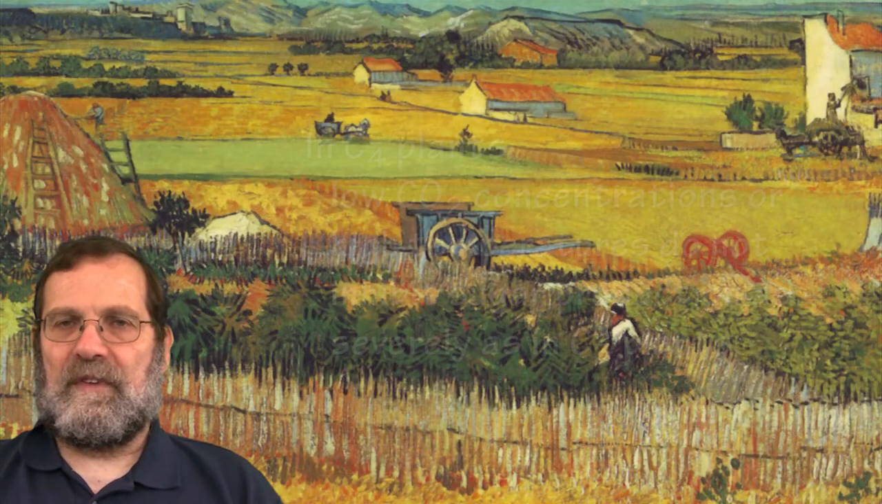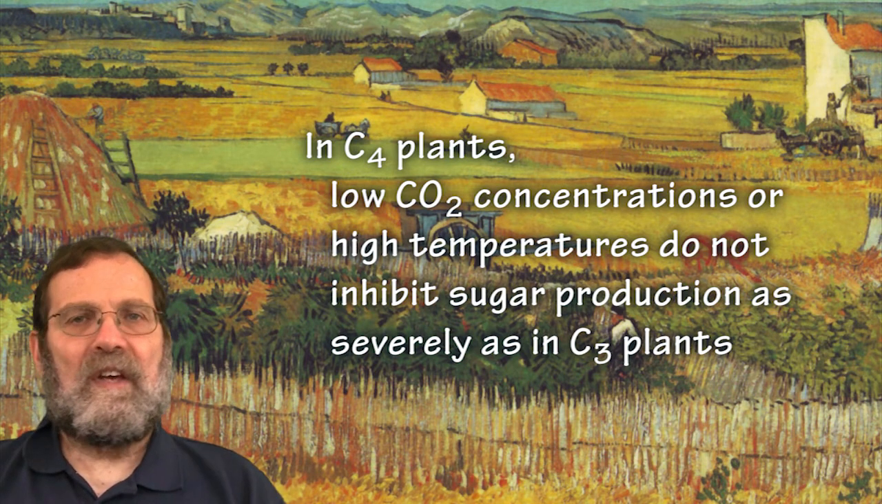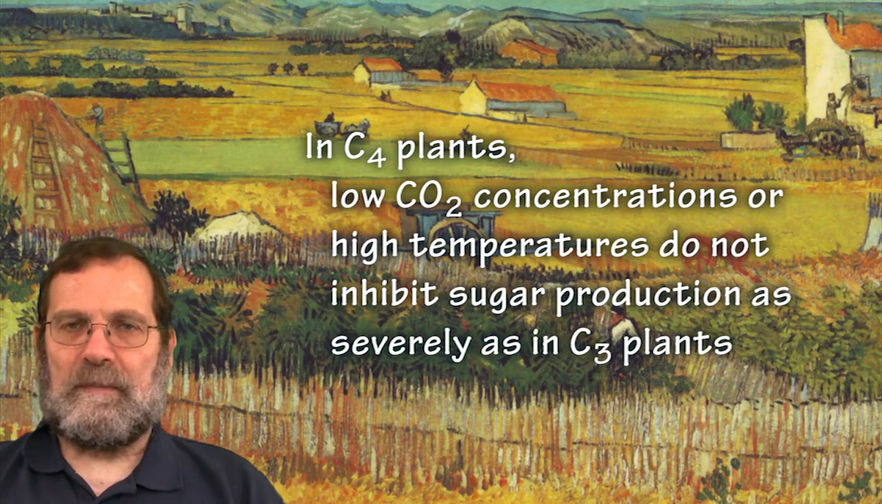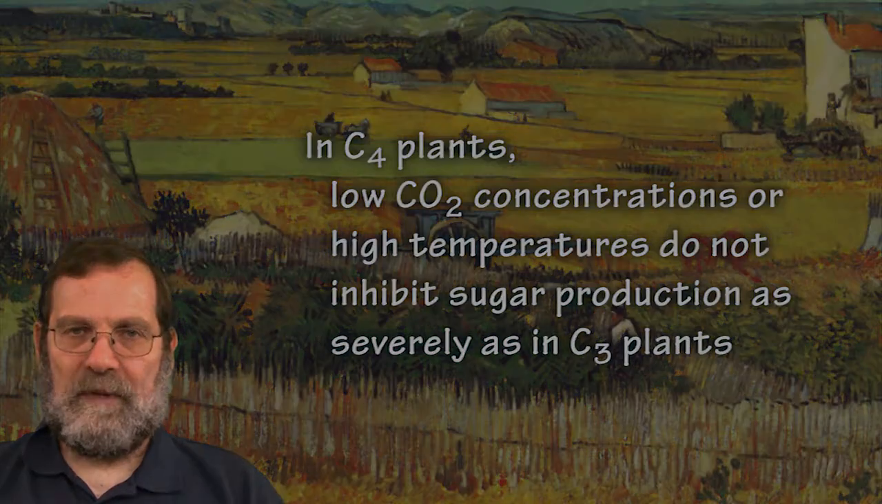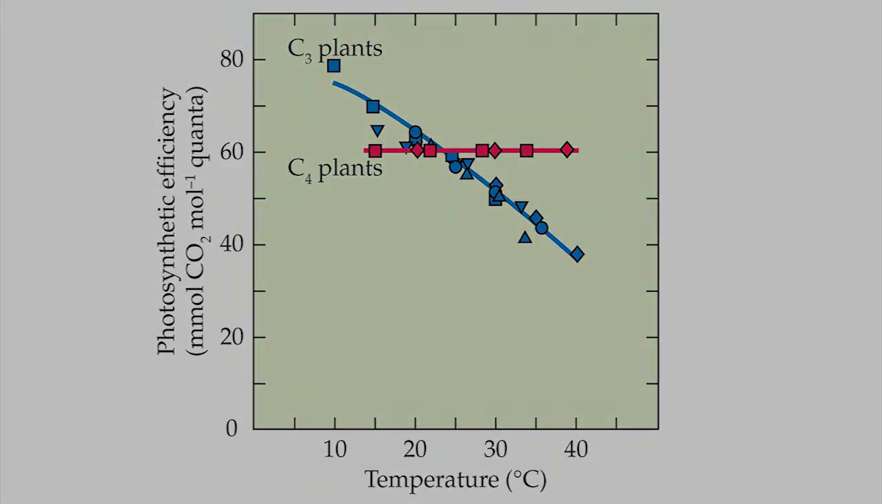The benefits of C4 carbon fixation are that low atmospheric carbon dioxide concentrations or high temperatures do not inhibit photosynthetic sugar production as severely as in C3 plants. At current atmospheric carbon dioxide concentrations of 380 parts per million, the crossover point where C3 and C4 plants are equally efficient in converting light into chemical energy, quantum yield, falls between 20 and 30 degrees Celsius.